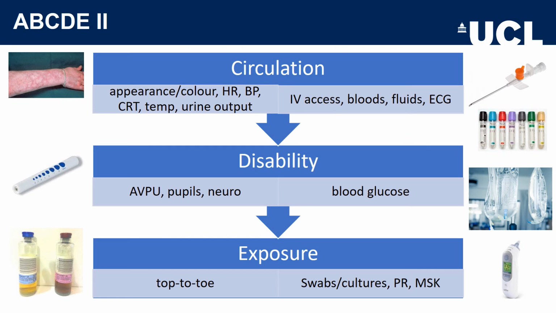For circulation, the picture on the left is a patient who is mottled due to severe sepsis. You want to again look at the appearance and colour, look for any mottling or rashes or any obvious bleeding. Check their heart rate, blood pressure, capillary refill time, temperature and urine output.